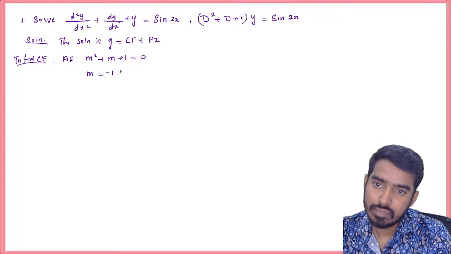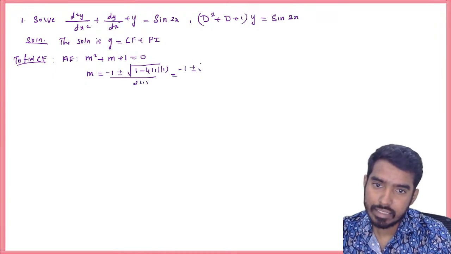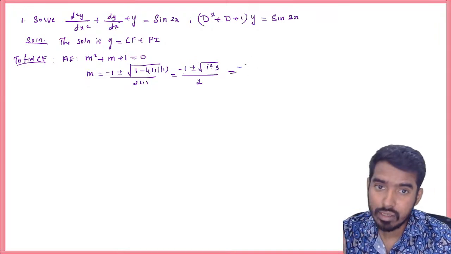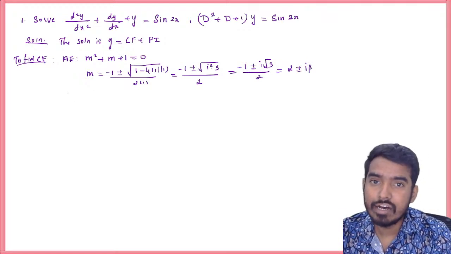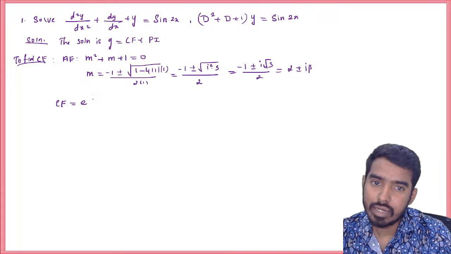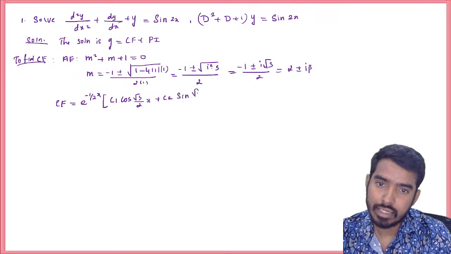So m is equal to minus b plus or minus root of b square minus 4ac divided by 2a. So minus 1 plus or minus i root 3 by 2, since we will have minus 3 under the root. So this is minus 1 plus or minus i root 3 by 2, which is of the form alpha plus or minus i beta. So we have one pair of complex roots. CF is e power alpha x into C1 cos beta x plus C2 sin beta x. This is your CF.